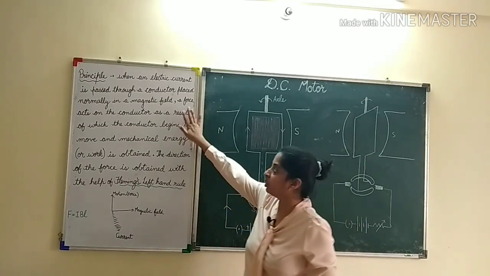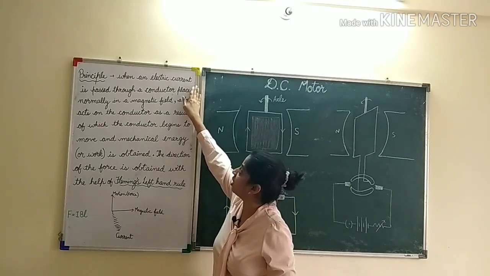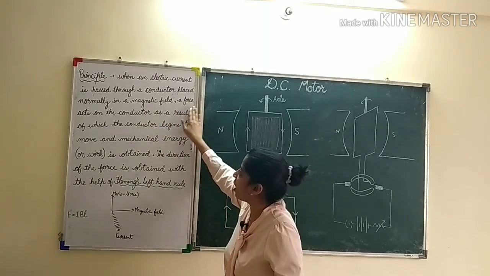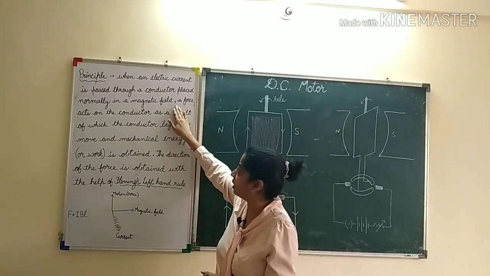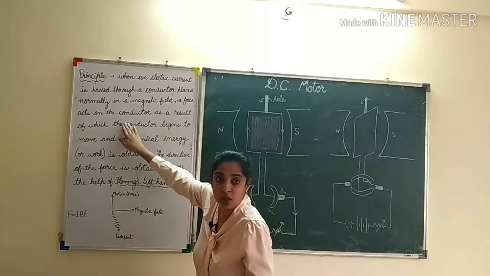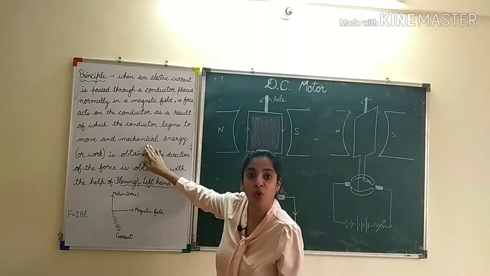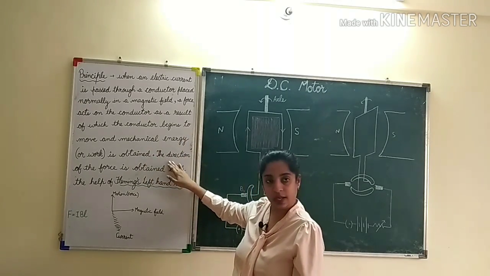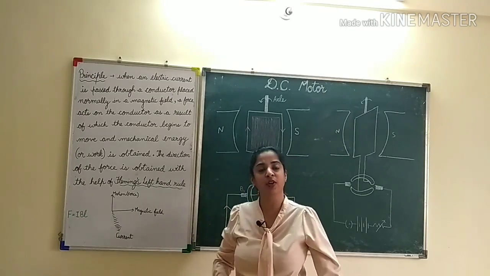Okay. So what is the principle of DC motor? Now when an electric current is passed through a conductor which is placed normally in the magnetic field, that is at 90 degree in the magnetic field, a force acts on the conductor, as a result of which the conductor begins to move and mechanical energy or work is obtained, and the direction of force is obtained with the help of Fleming's left hand rule.